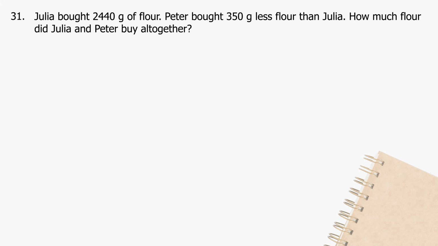Question 31. Julia bought 2,440 grams of flour. Peter bought 350 grams less flour than Julia. How much flour did Julia and Peter buy altogether?